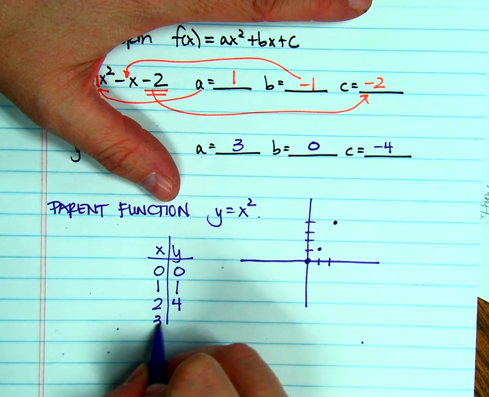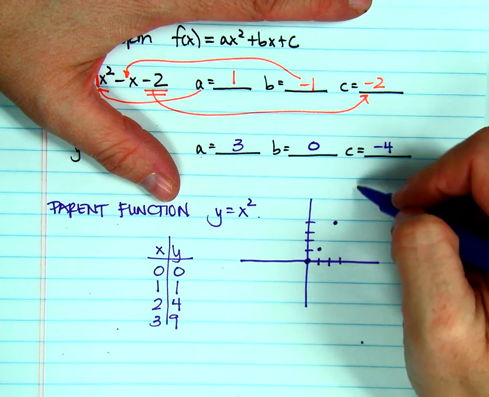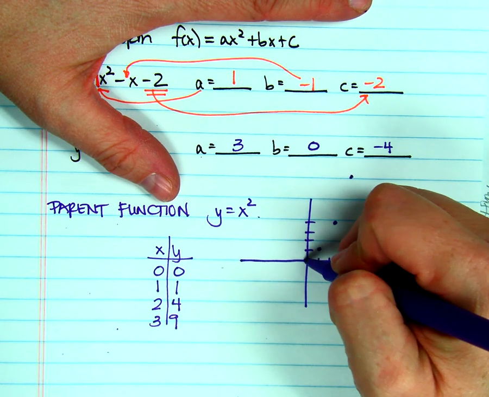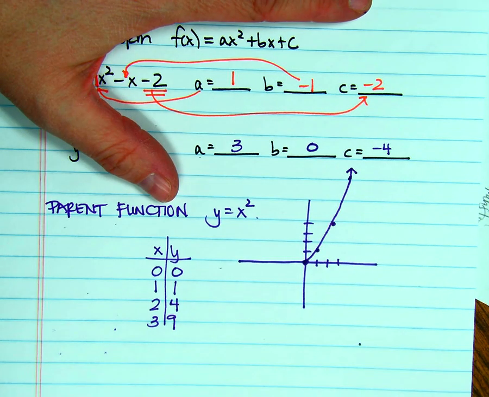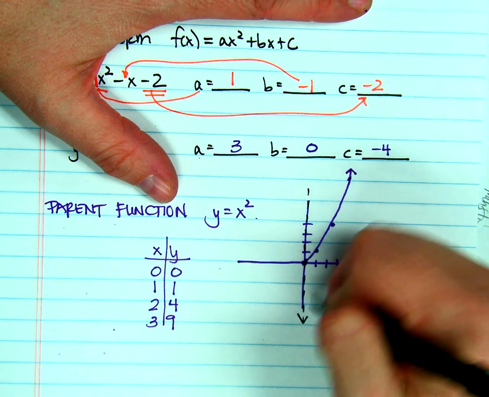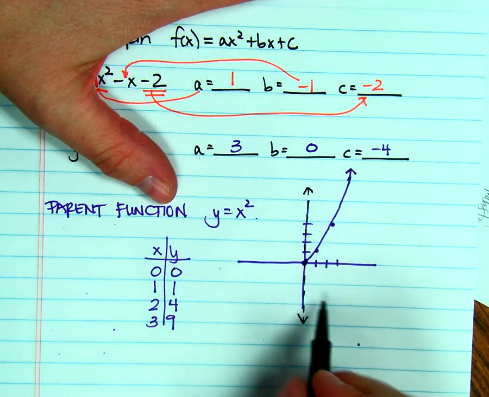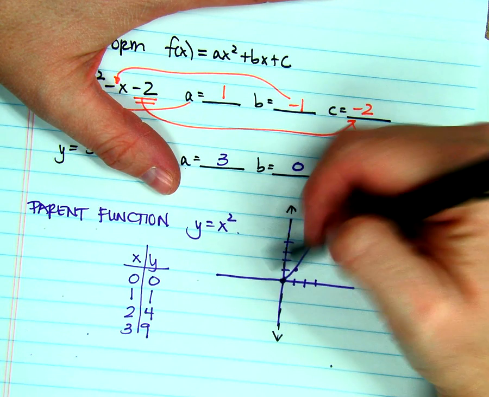And if I plug in a 3, I get a 9, because 3 squared is 9. So 3 and 9, and I'm probably going to be clear up here somewhere. Well, there's half of my parabola. So here is my axis of symmetry, and I'll explain how to find that in just a second. But we know that we can find the other half because of the mirror image.